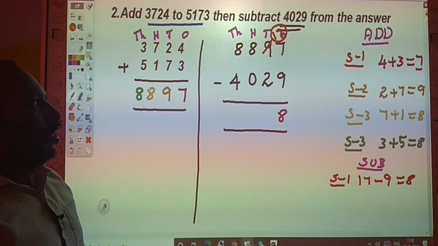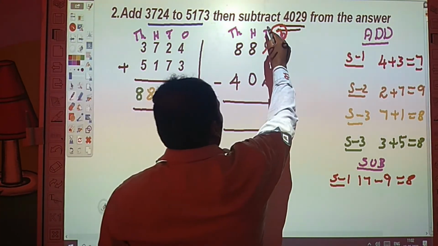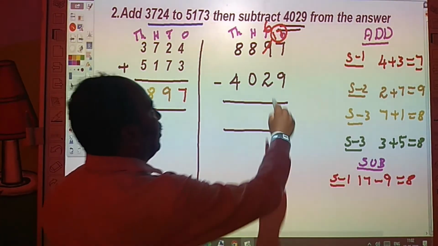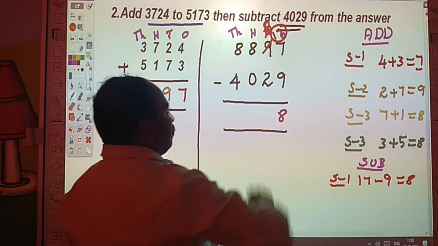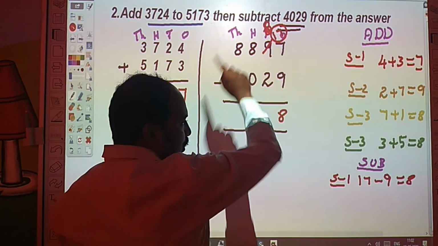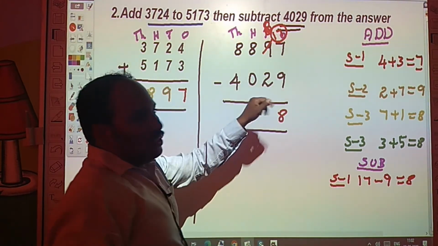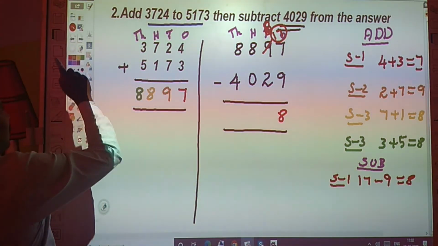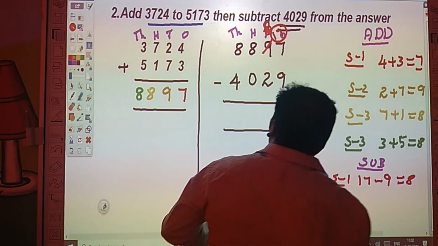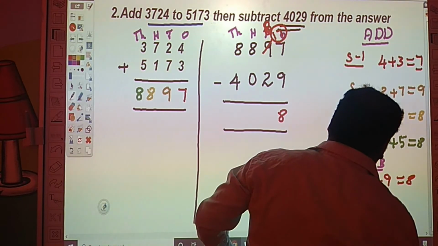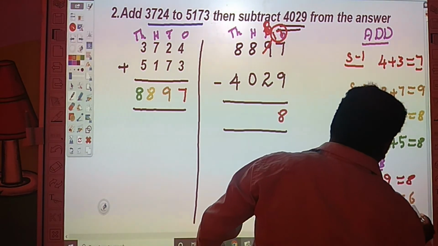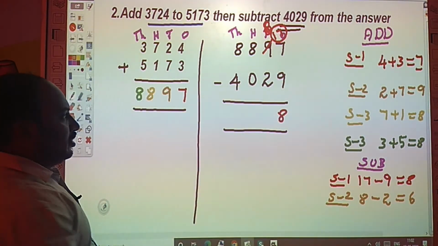Next we go to the tens place. Step 2: one was borrowed, so 9 becomes 8. 8 minus 2 is equal to 6.